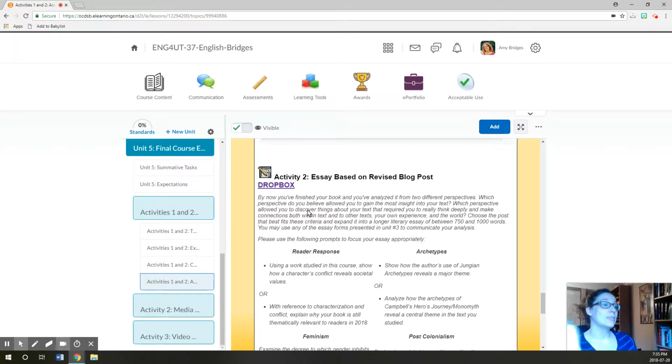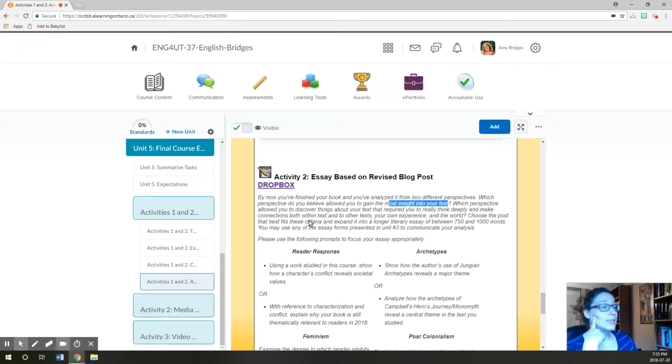So the instructions say by now you finish your book and analyze it from two perspectives. Which perspective do you believe allowed you to gain the most insight into your text? So not which was the easiest to apply, but which one helped you to really realize interesting, insightful things about the messages in the text or the characters' interplay and dynamics by looking at it through a specific lens. So which one helped you the most to get to the most insightful conclusion? Which perspective allowed you to discover things about your text that required you to really think deeply and make connections both within the text and other texts, your own experience, and the world.